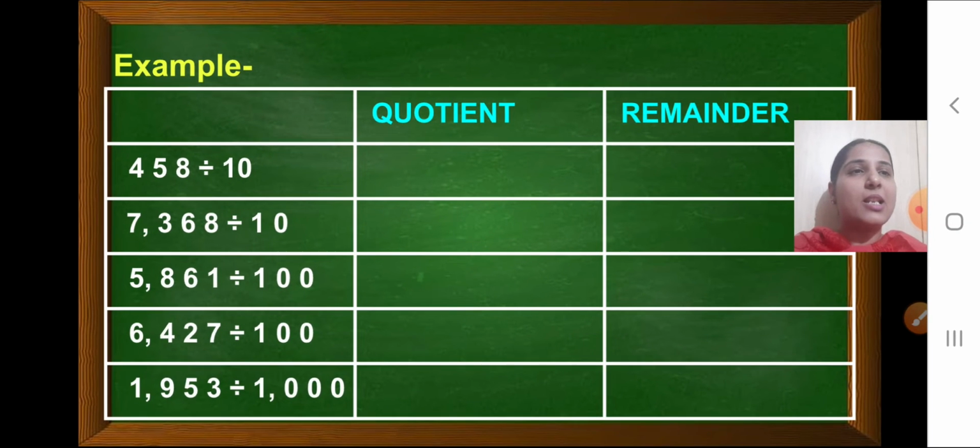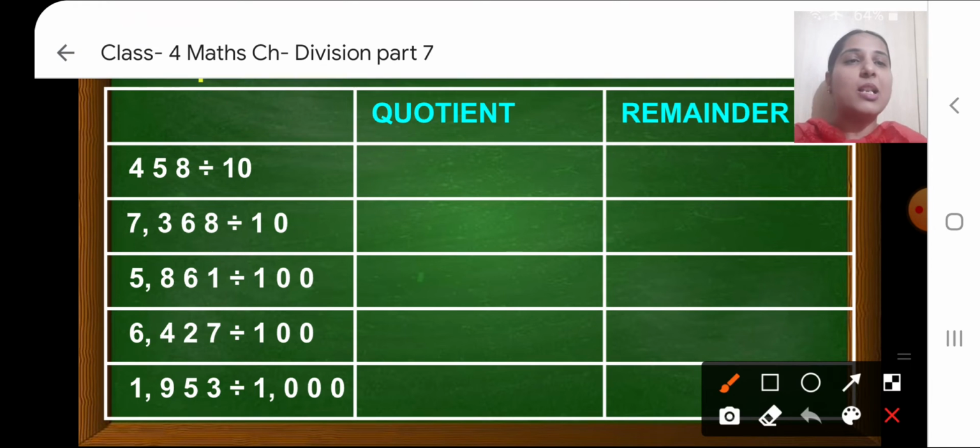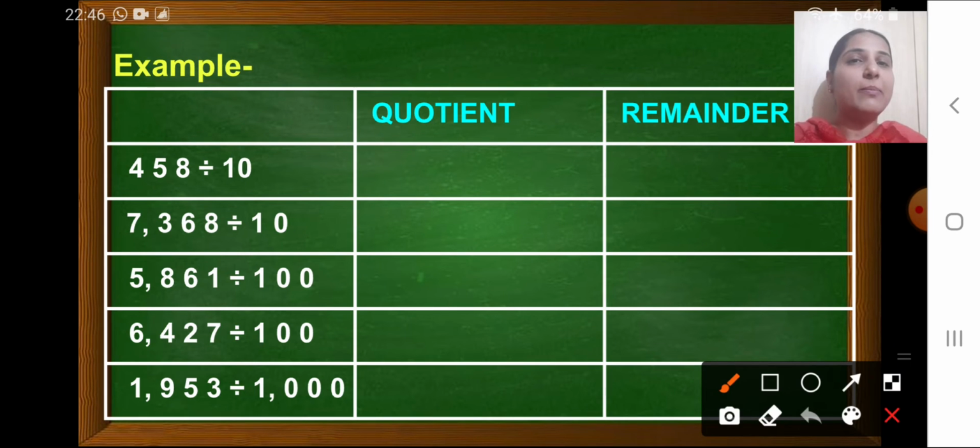Now let's see some examples and you should be able to answer them. Let's see the first question. 458 divided by 10. Can you tell me the answer? What will be the quotient and what will be the remainder here? Just see the number of zeros in the divisor. One 0, it means that 8 will be the remainder, whereas the quotient will be the remaining digits. What are the remaining digits then? 4, 5, 45.